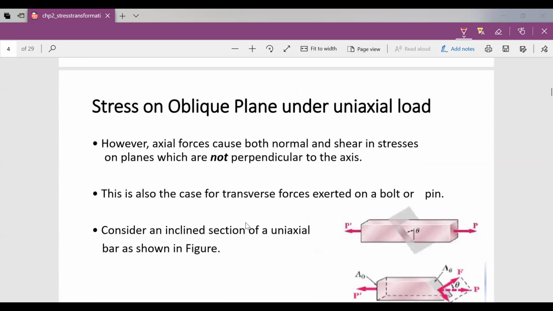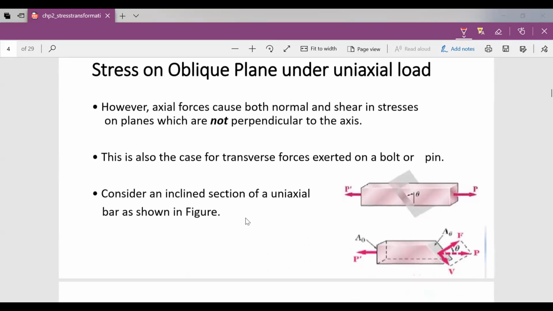Stress on the oblique plane under uniaxial load. However, axial forces cause both normal and shear stresses on planes which are not perpendicular to the axis. This is also the case for the transverse forces exerted on the bolt or pin. Consider the inclined section of the uniaxial bar as shown in the figure. As you see here, the section is not perpendicular to the axis; it can be 45 degrees or more.